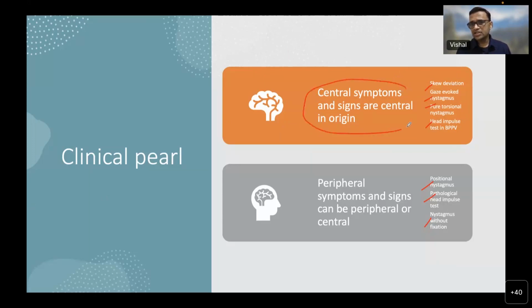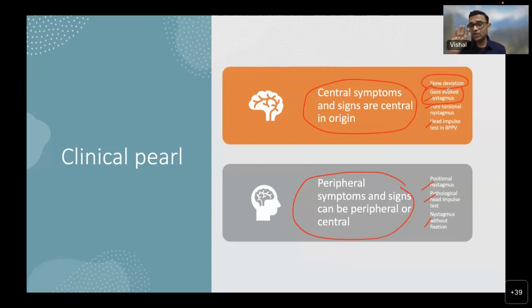So this particular clinical pearl is important. Central symptoms and signs are central in origin, and peripheral symptoms and signs can be peripheral or central. But again, there are caveats. Now, skew deviation is a hardcore central sign, but it can still be seen on the first day, the first few days, in a patient with vestibular neuritis. Gaze evoked nystagmus is a hardcore central sign, but suppose a patient has bilateral vestibulopathy, if you remove the fixation, because of the left vestibulopathy the patient will have right beating nystagmus on right gaze, and because of the right vestibulopathy, the patient might have the left beating. So the caveats you should be aware of.